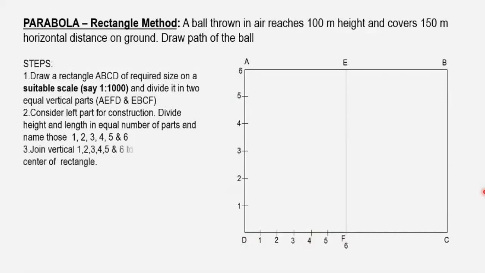Now join the vertical 1, 2, 3, 4, 5 and 6 to the point E. All these points on the vertical line 1, 2, 3, 4, 5 and 6, I join to point E, that is the upper end of the rectangle, like this.